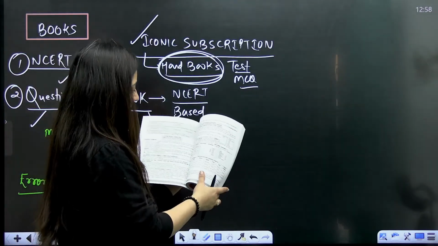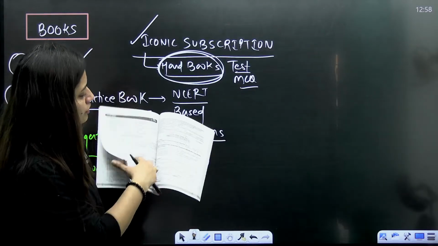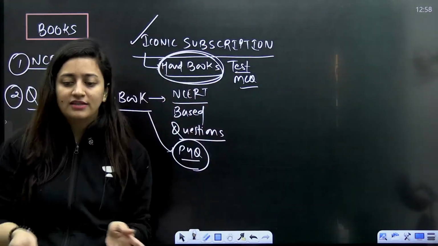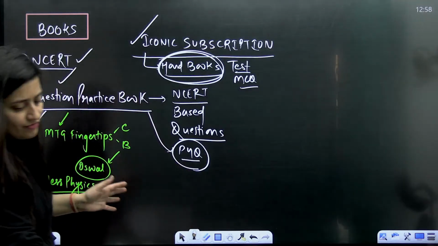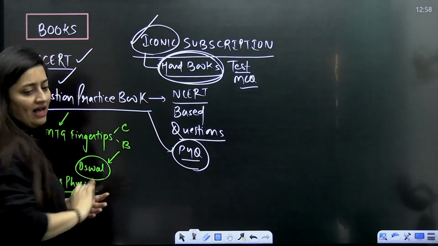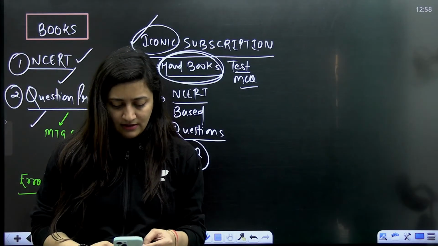The complete detail of the chapter, the NCERT part, is covered here, and after that MCQs are also there in the book. You will get it for all the subjects. If you want these types of hard copies, then you have to go for the Iconic subscription. Is that clear?